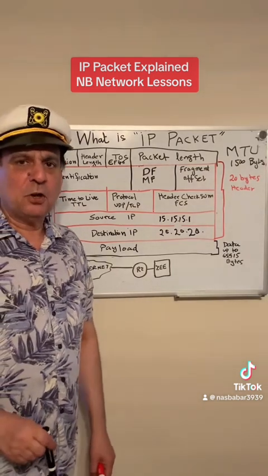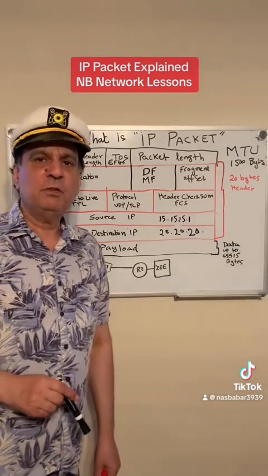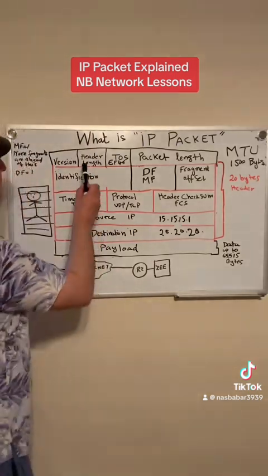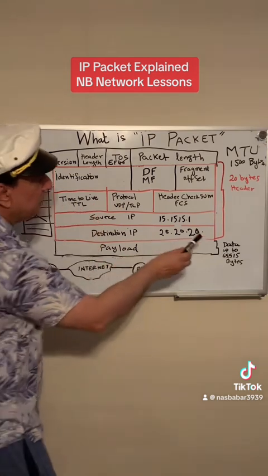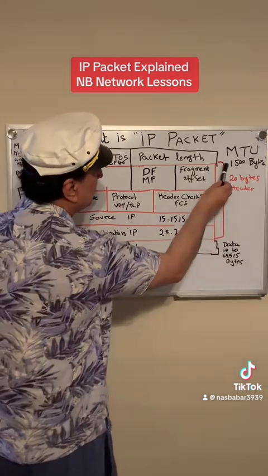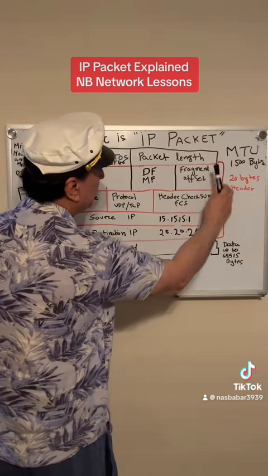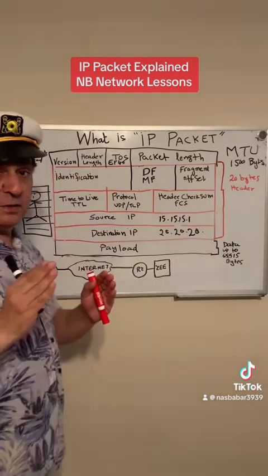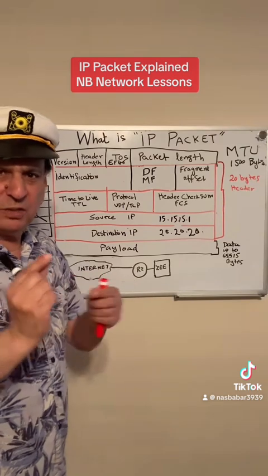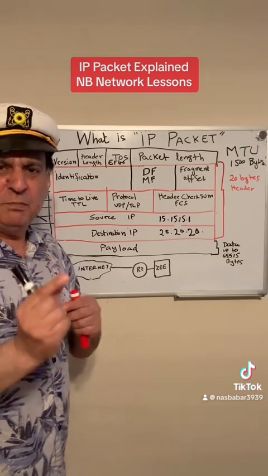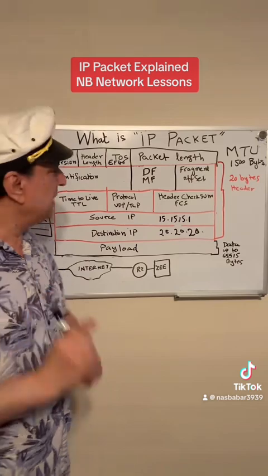Version, first thing, it can be IPv4 or IPv6. In this particular topic, I am only going to discuss IPv4. Header length is basically the length of the header. Typically it's 20 bytes right here. Now the header does not have the payload, the actual thing you're trying to send, like a picture or email or anything like that.